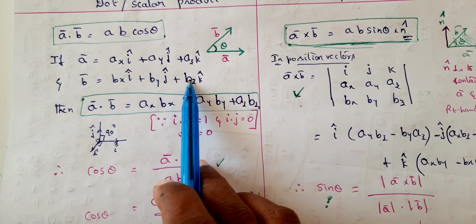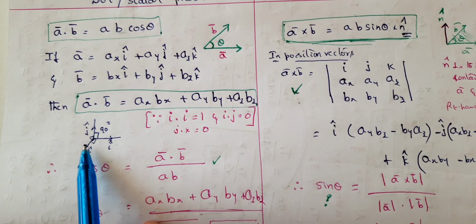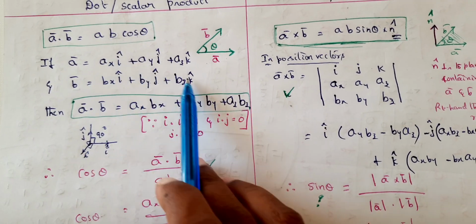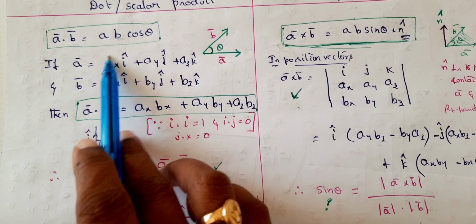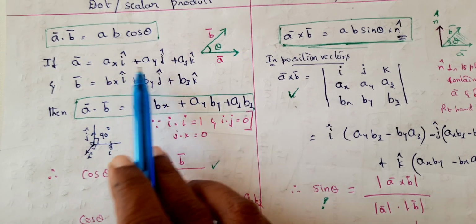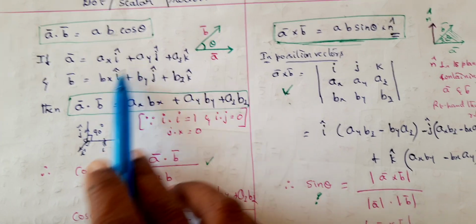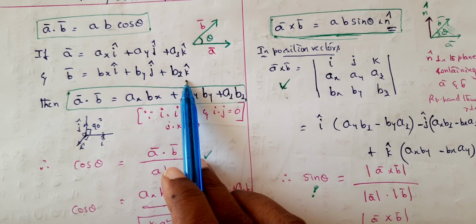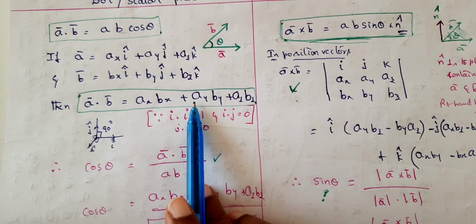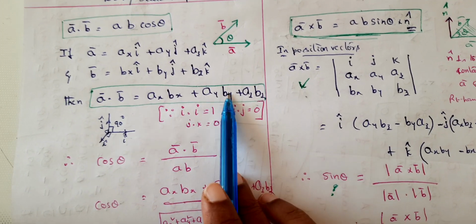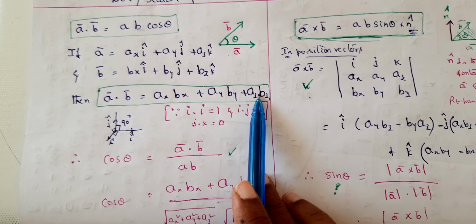Similarly, i dot k, because 90 degrees again, this also disappears. So only ax bx exists. Similarly, ay with by exists, and the remaining terms will disappear. So thus we are getting this one: ax bx plus ay by plus az bz.